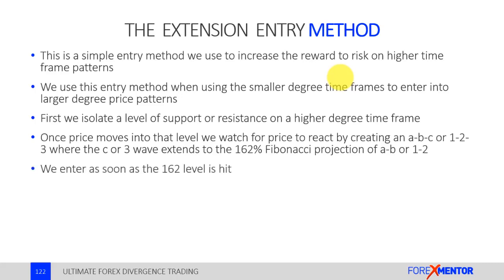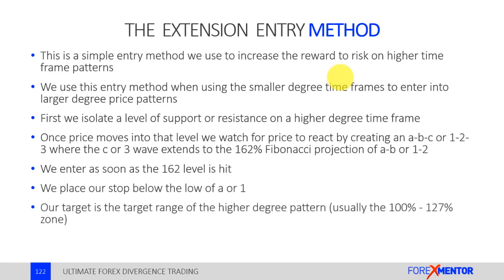We enter as soon as the 162 level is hit. We place our stop below the low of A or 1, and our target is the target range of the higher degree pattern, usually the 100% to 127% zone. Let's go ahead and show some examples of this on a price chart.